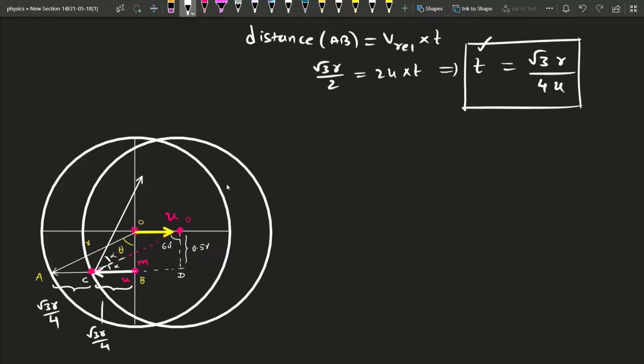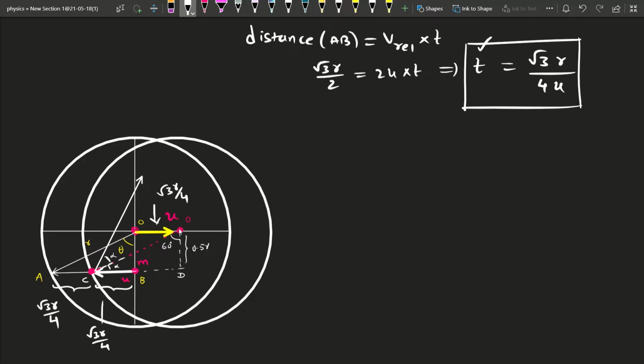And see, the situation is very clear. Whenever the point A on the ring moves through the distance AC, the center of the ring will move the same distance towards the right. So this distance is also root 3r by 4. And you have to notice that at point C, the particle of mass m will collide with the ring. And this collision they have given as a perfectly elastic collision.